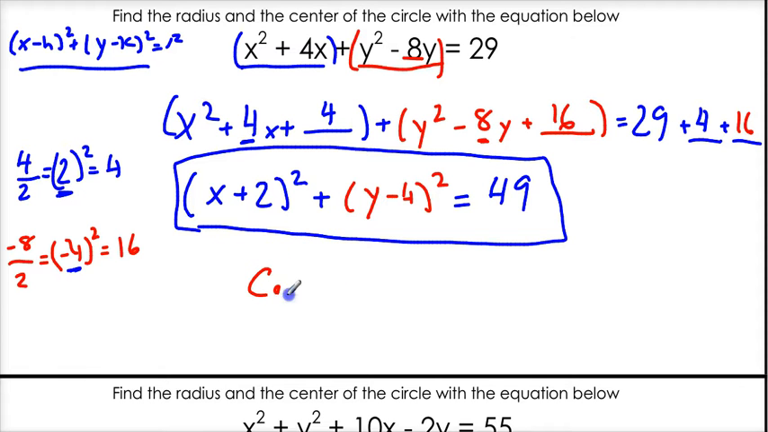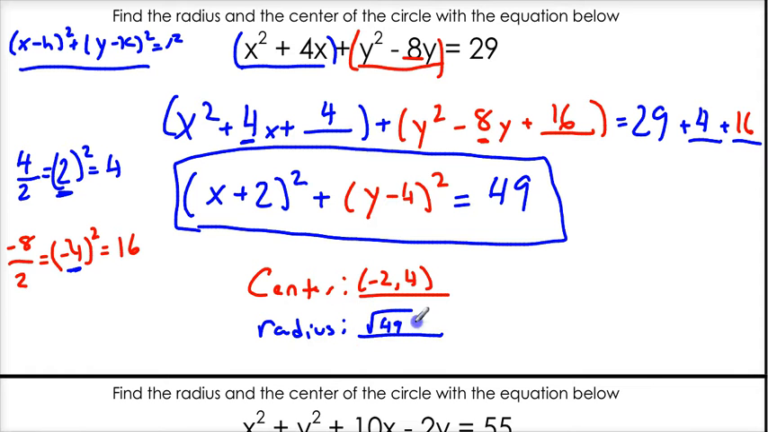What's our center here? Our center is equal to -2, 4. And remember, this isn't far enough. The question says find the radius and center. Make sure you're writing center, and you're putting your center there. And our radius is equal to the square root of 49, which is equal to 7. All right. Check and check.